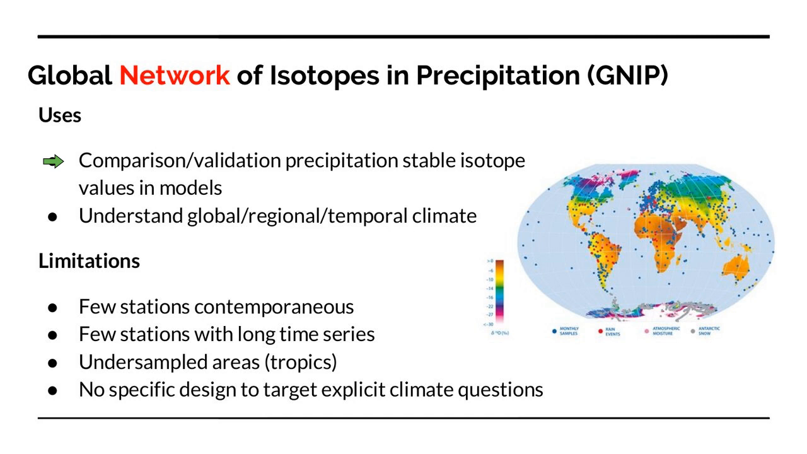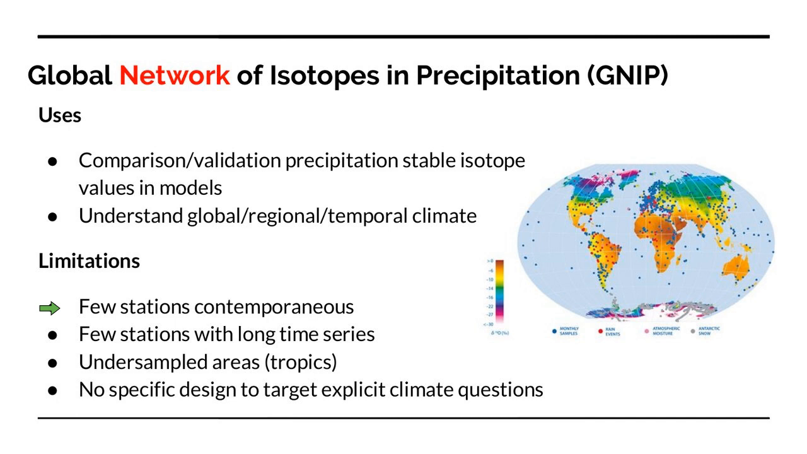So if you're lucky, there is a GNIP station in your study area or multiple GNIP stations, but there are some serious limitations, and this network is no longer enough or satisfactory for many people's climate questions. And the issues are that few of these stations, although you see lots and lots of dots on this map, are actually contemporaneous. So you don't have simultaneous collection of precipitation at every single site on this map at the same time.